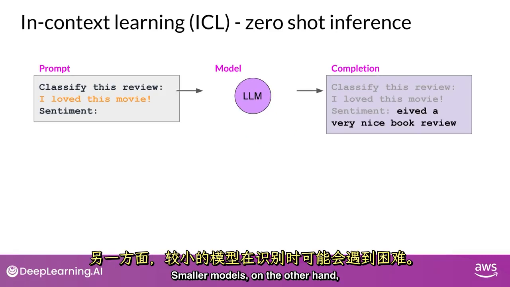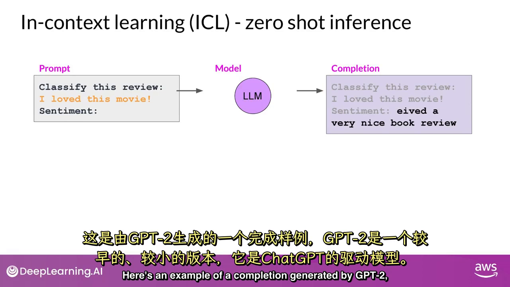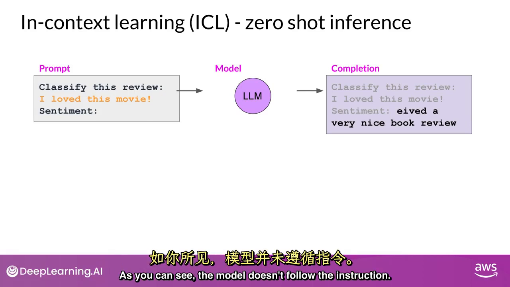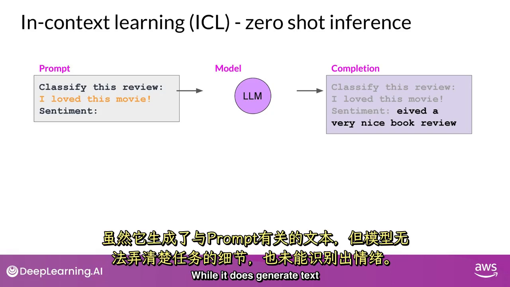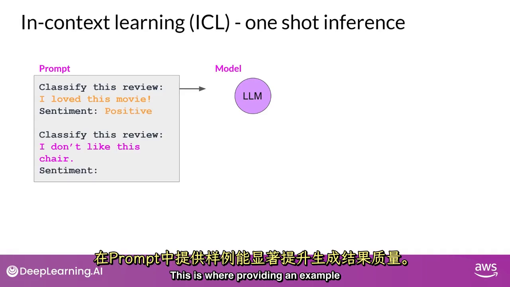Smaller models, on the other hand, can struggle with this. Here's an example of a completion generated by GPT-2, an earlier, smaller version of the model that powers ChatGPT. As you can see, the model doesn't follow the instruction. While it does generate text with some relation to the prompt, the model can't figure out the details of the task and does not identify the sentiment. This is where providing an example within the prompt can improve performance.